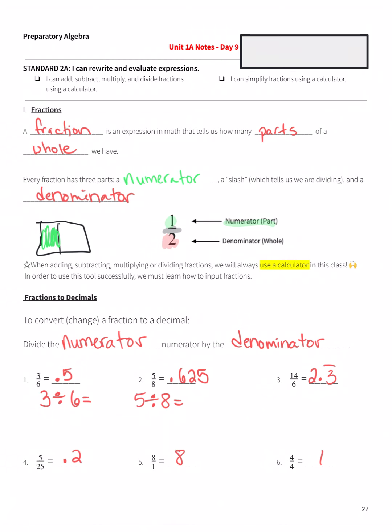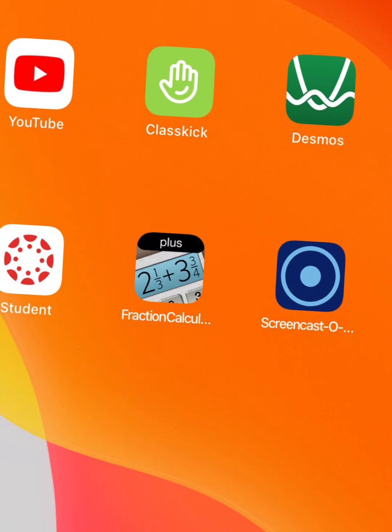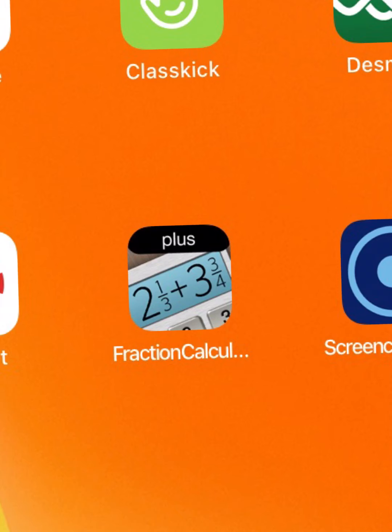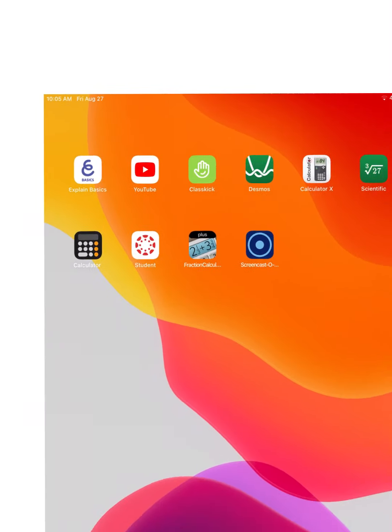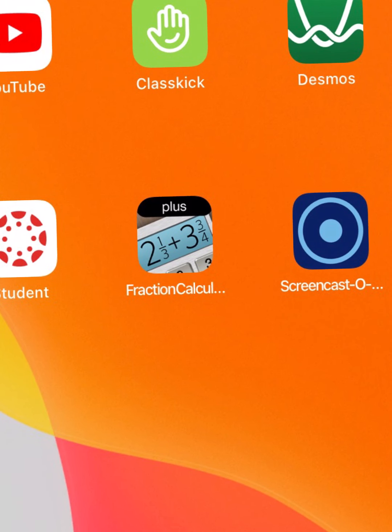Okay, hopefully you converted these fractions to decimals on your own and you got the same answer. Let's move on to the next page. I'm going to have you download an app on your iPad called the Fraction Plus Calculator. And it looks just like this. So what you're going to do right now is pause the video and download this on your iPad. It is very important. It will make your life easier. So pause the video and get this app on your iPad.